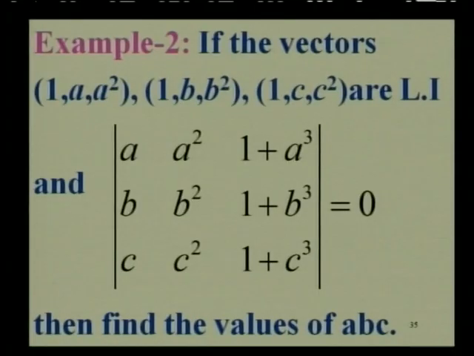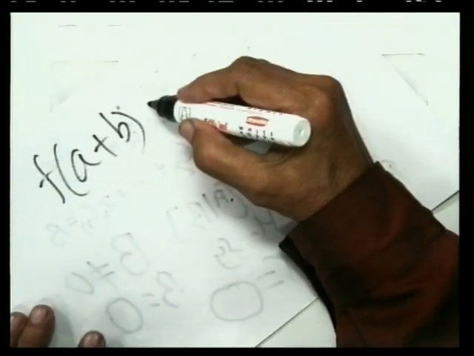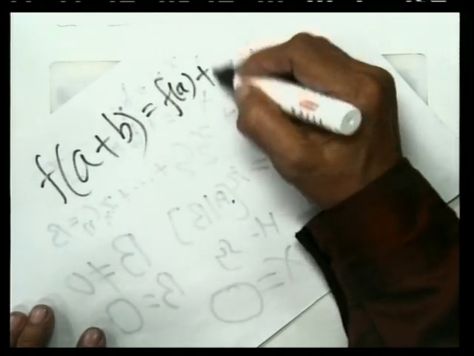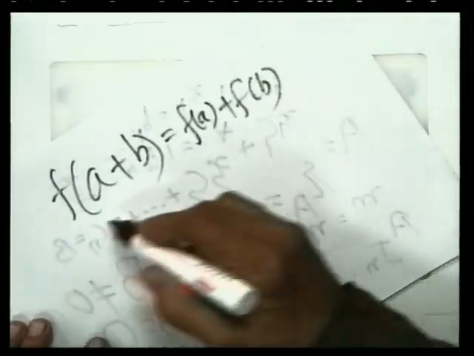Let's see a few more problems. Determinant functions are neither additive, in the sense that given any functions, if you take f(a + b) = f(a) + f(b), this property is not true in the determinant. So it is not additive and also not homogeneous.